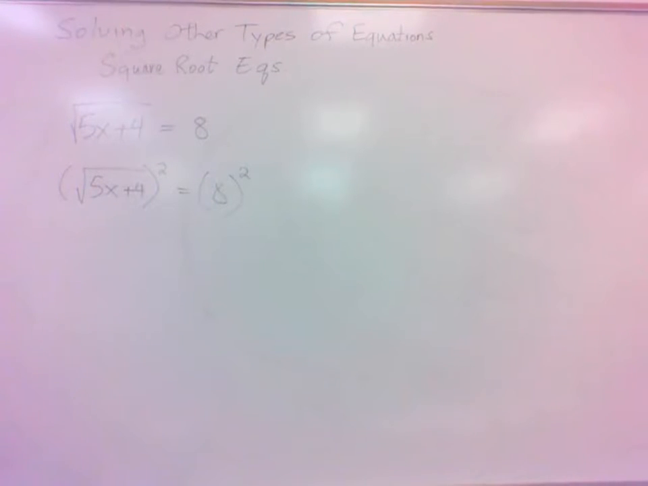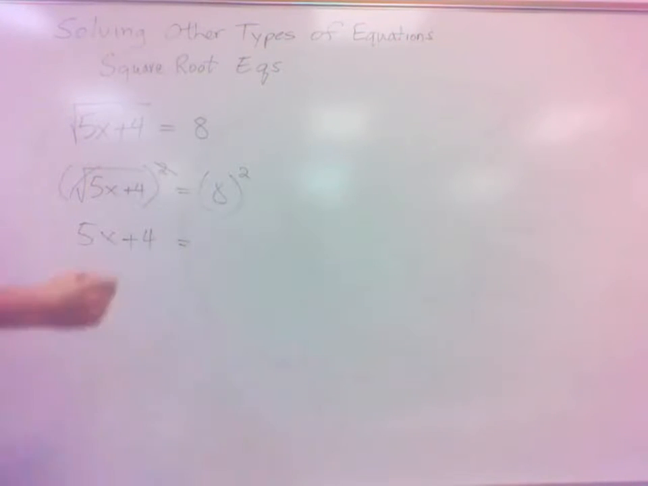Since the square root and the square, they're inverse operations like plus and minus. Subtraction and addition are inverse. Multiplication and division, well, square rooting and squaring are inverse operations, meaning when I have both here, they cancel one another out. And so I'll wind up with here just 5x plus 4 on the left side. So that's the basic idea.